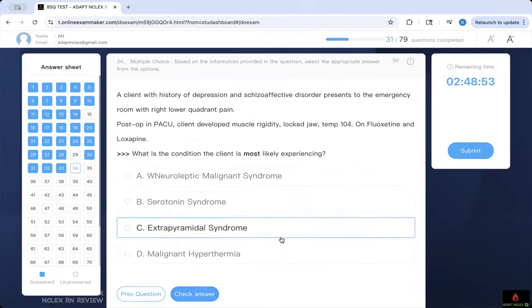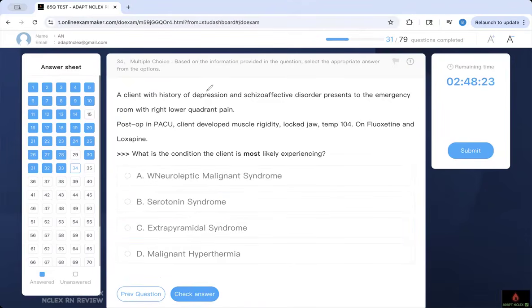This is like a full case study, but I'm going to walk you through. Don't worry, I got you. A client with a history of depression and schizoaffective disorder presents to the emergency room with right lower quadrant pain. Post-op in the PACU, the client developed muscle rigidity, locked jaw, temperature 104, and is on fluoxetine and olanzapine. What is the condition the client is experiencing?